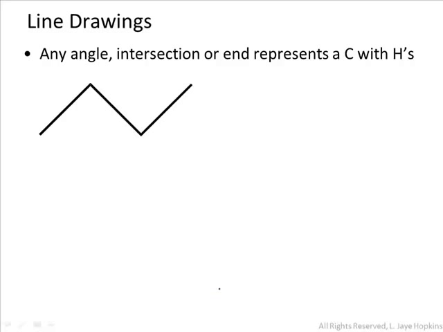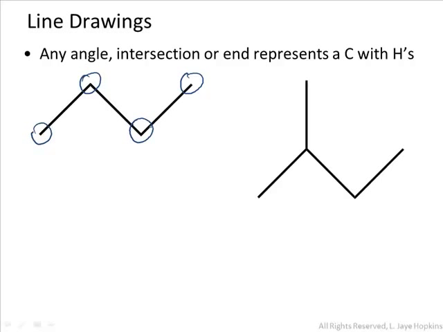We saw on butane that each place where the line starts, ends, or changes directions must have a carbon, and we can tell how many hydrogen are present just by determining how many bonds must be implied. This is also true for molecules that have branches. In other words, their zigzag splits. Here's an example of a molecule that has a branch. See if you can identify everywhere that a carbon exists in this line drawing.